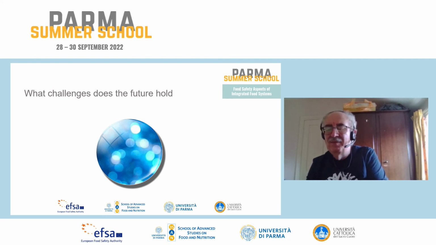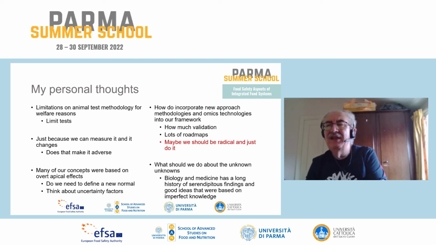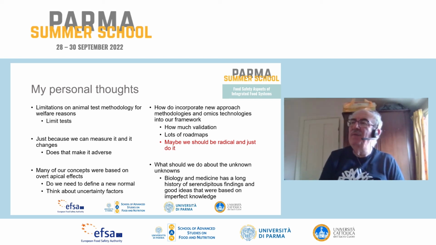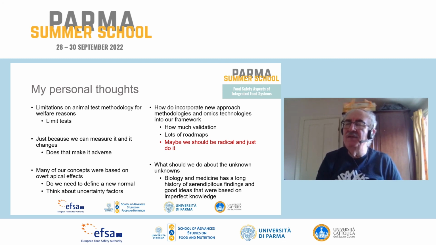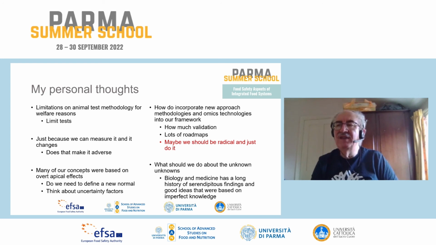So we turn to the bit I spoke about, the crystal ball. What challenges do the future hold for toxicological testing of food chemicals? Well, I think there are going to be continuing limitations on animal test methodology for welfare reasons. The limit tests, the maximum amount of compound given to an animal allowed today, are significantly lower than they were in the past. And some of the ADIs that we have for existing compounds, you can never get today if we continue to use the uncertainty factors we have always used. And just because we can measure something and it changes, does it always mean it's adverse?